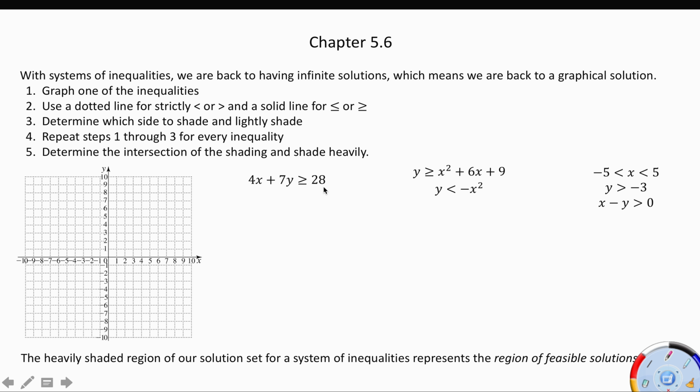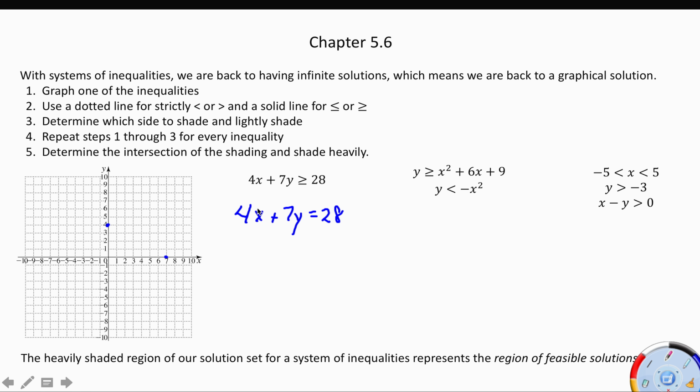If I'm graphing an inequality, I'm going to just imagine that I'm graphing the equation. Notice this is a greater than or equal to. So half of the problem is when 4x plus 7y is equal to 28. I'm going to graph this. This will be my boundary line. It's set up perfectly for the intercept method. If x is 0, y is 4. And if y is 0, x is 7.